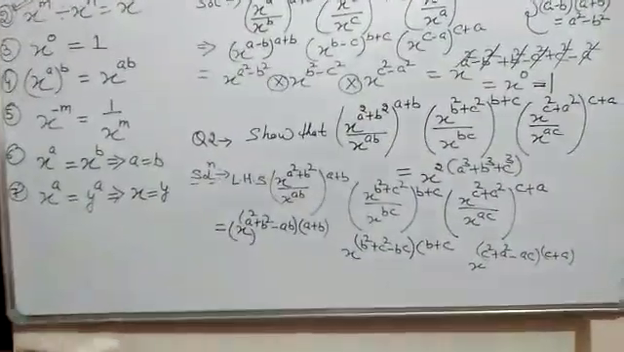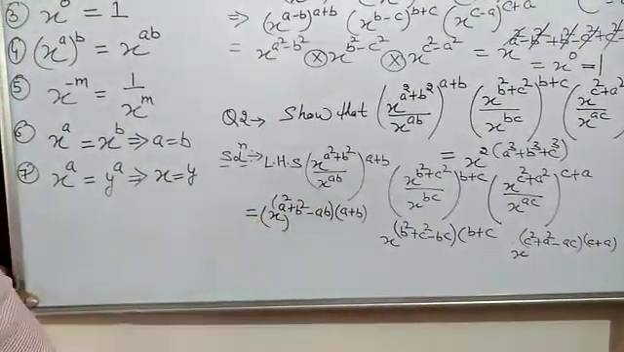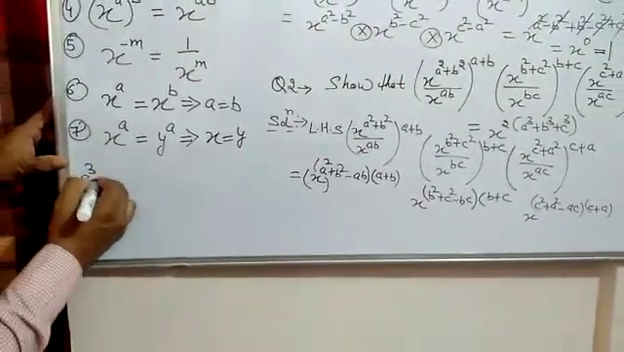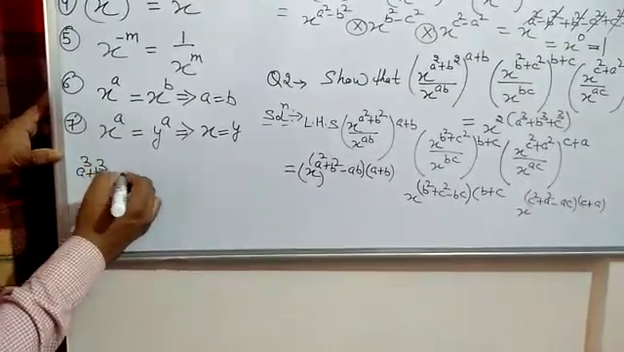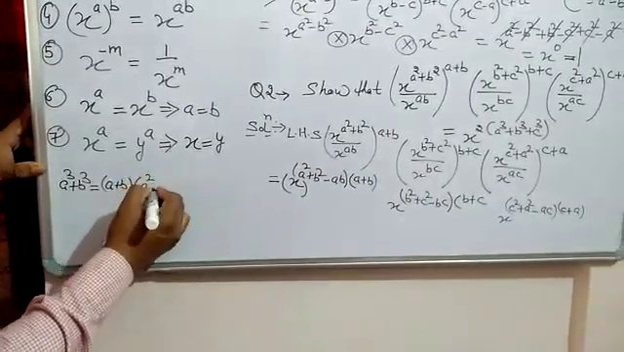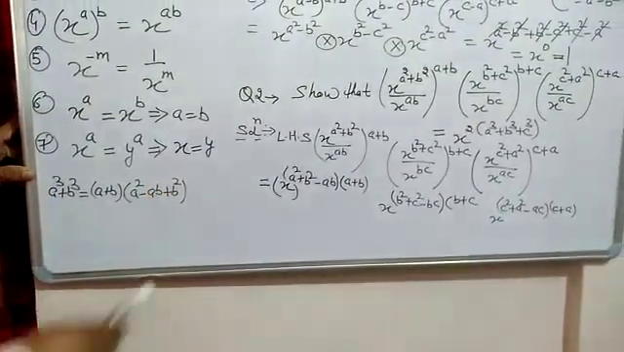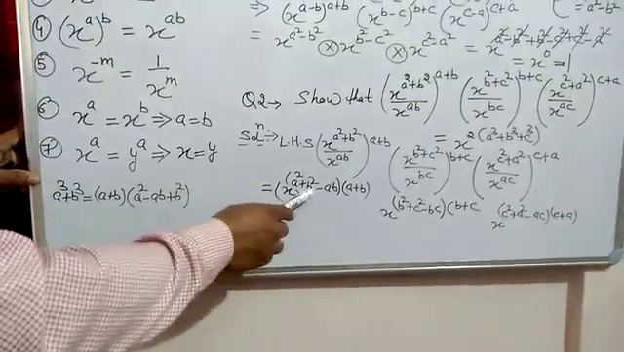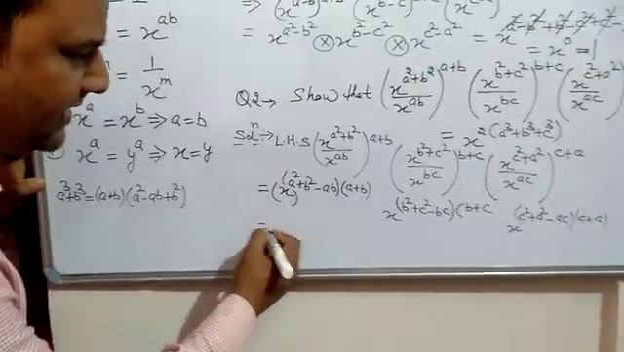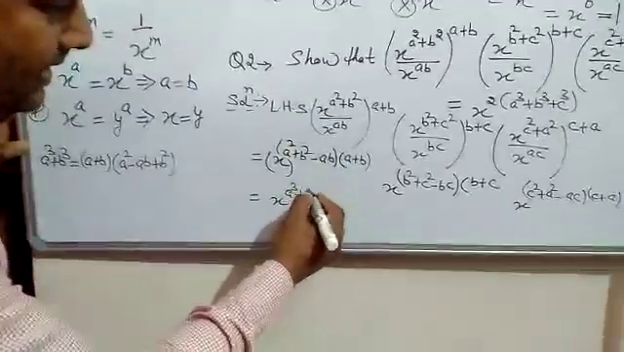This is also one identity: a square plus b square minus ab, into a plus b. We know one formula, a cube plus b cube is equal to what? A plus b into a square minus ab plus b square. So you can see that a square plus b square minus ab into a plus b, what does it come to here? This is x to the power a cube plus b cube.